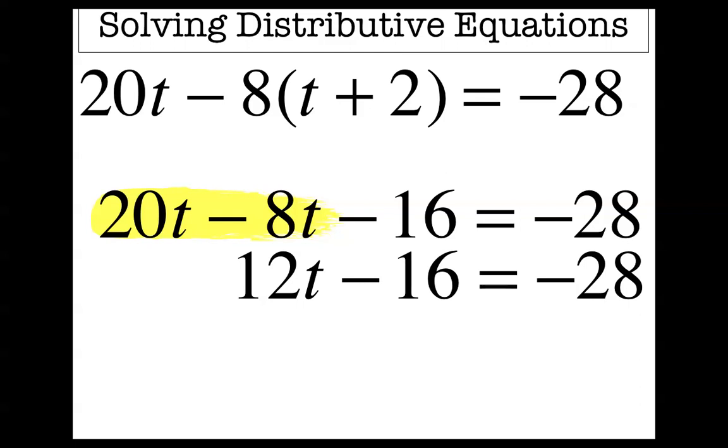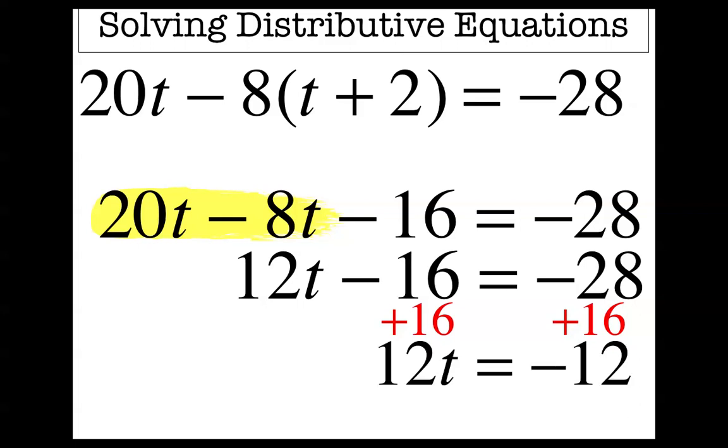Now, again, I got a normal, regular old two-step equation. I'm going to do plus 16 on both sides to cancel out the minus 16, and then I'll just have 12t on the left and negative 12 on the right. And I'm going to divide both sides by 12 to get t by itself.